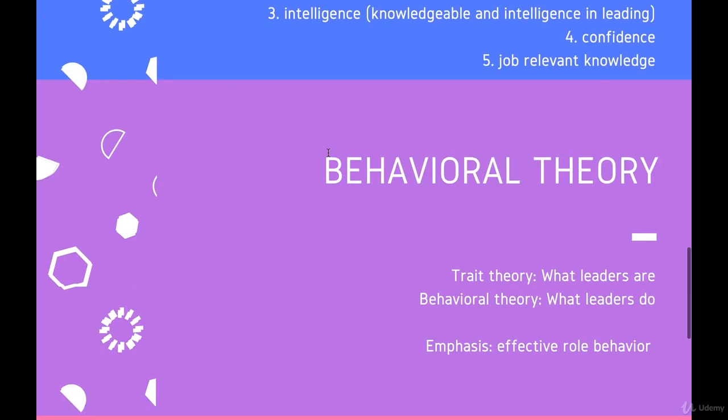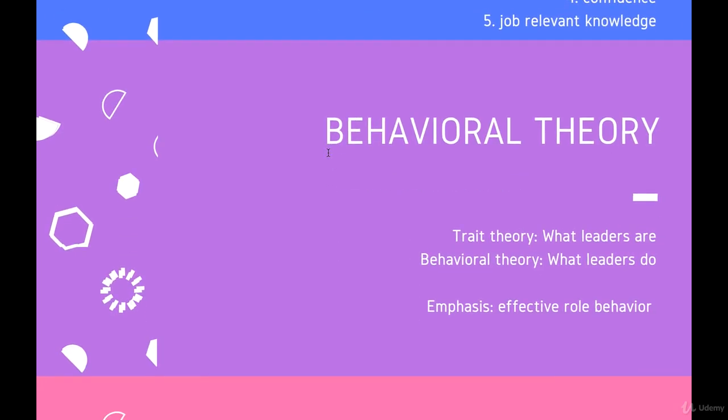So then let's focus on the behavioral theory. In the trait theory, we say what leaders are. We define the traits that leaders have. And now in the behavioral theory, we only look at what leaders do. So you don't have to be knowledgeable. You don't necessarily have to be confident. You don't necessarily have to have job relevant knowledge. All of that does not matter if you behave like a leader. And I think there's some truth to that too.